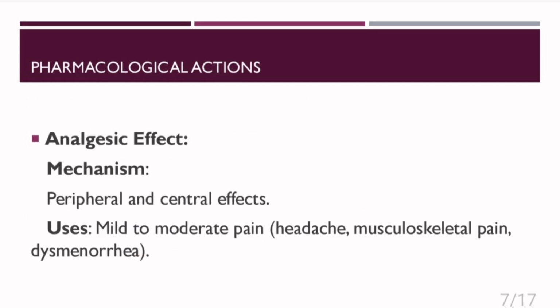Pharmacological actions. Analgesic effect. It has some peripheral and central effects and is used to treat mild to moderate pain, that is in case of headache, musculoskeletal pain and dysmenorrhea. Dysmenorrhea is nothing but menstrual cramps, and as we know, mefenamic acid is used in menstrual cramps.